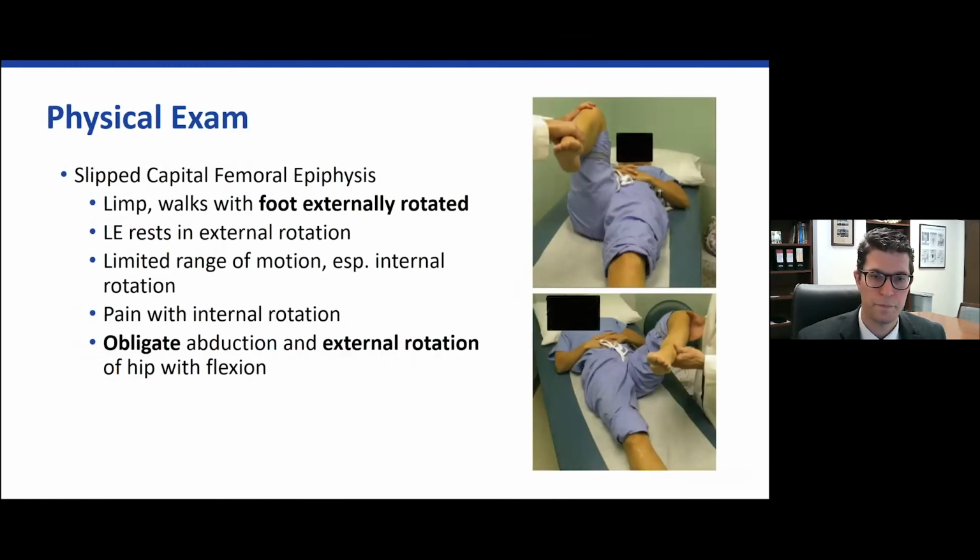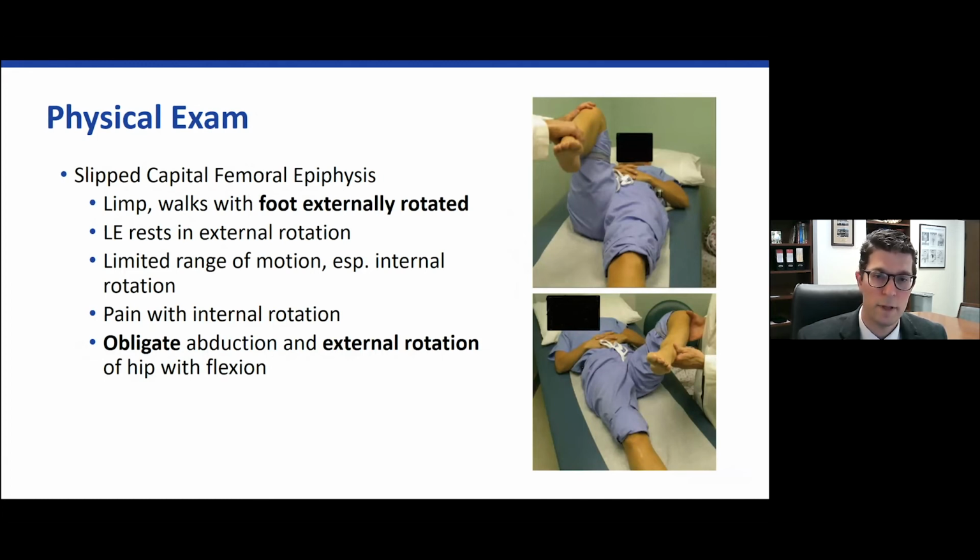I'd be remiss if I didn't briefly talk about slipped capital femoral epiphysis. So we talked about limited internal rotation, and if a patient's coming in with hip pain, particularly if they're adolescent, obese, you need to look out for specific factors. If they're limping, walking with their foot externally rotated, or if they have limitations in internal rotation, then you need to start thinking about a slipped capital femoral epiphysis. Specifically, if they have obligate external rotation, that's nearly pathognomonic for this condition.